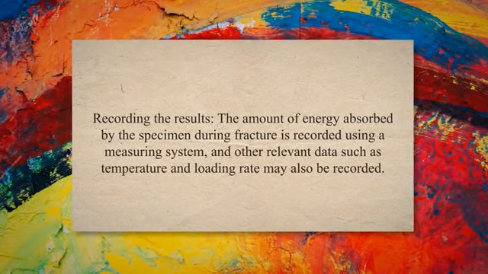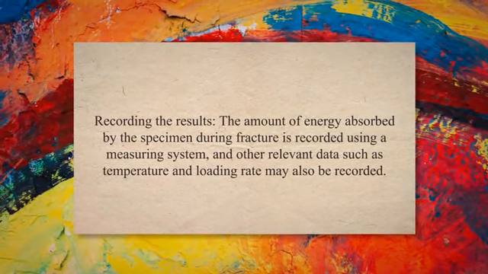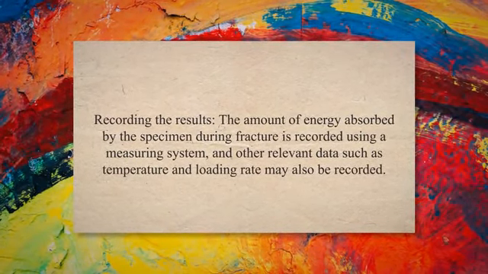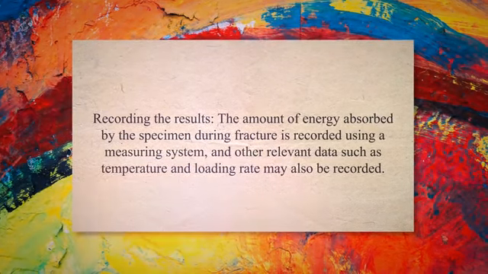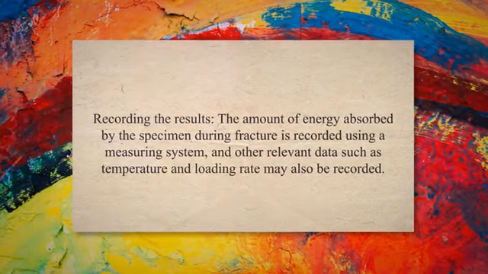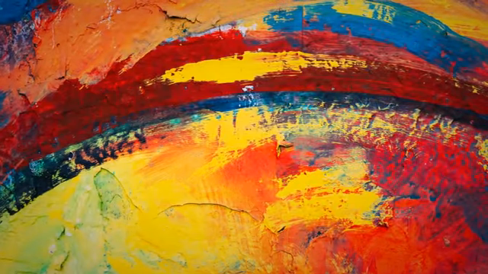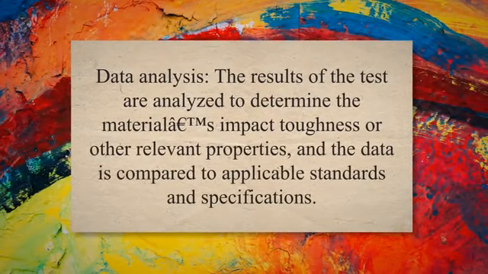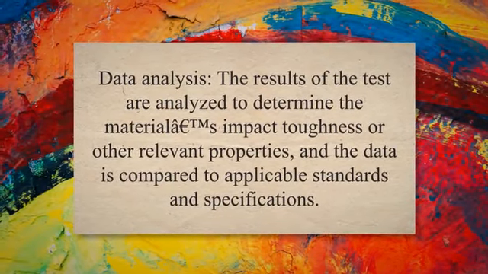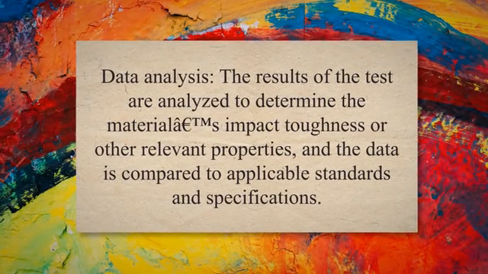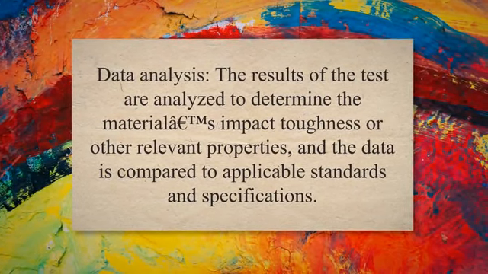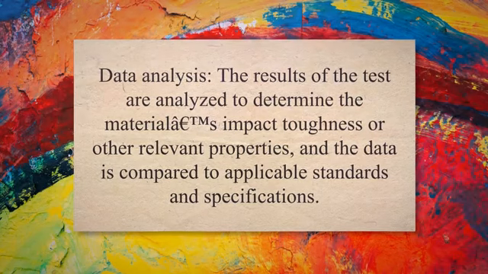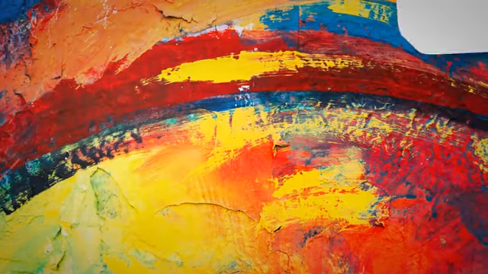The amount of energy absorbed by the specimen during fracture is recorded using a measuring system, and other relevant data such as temperature and loading rate may also be recorded. Data analysis: the results of the test are analyzed to determine the material's impact toughness or other relevant properties, and the data is compared to applicable standards and specifications.